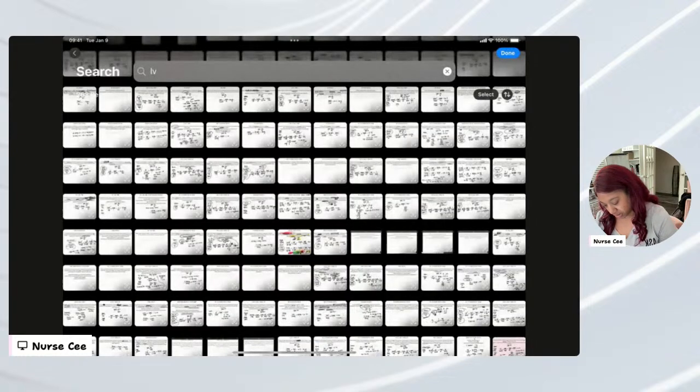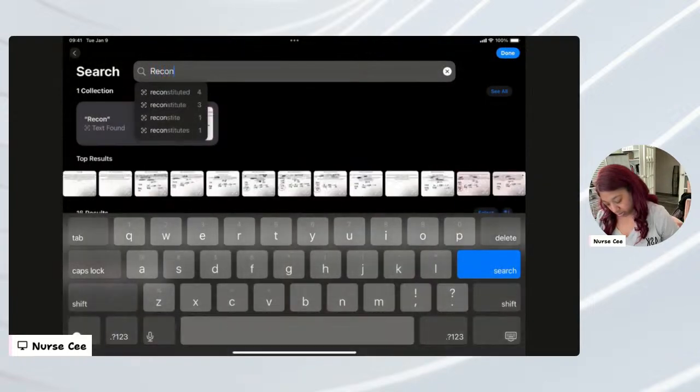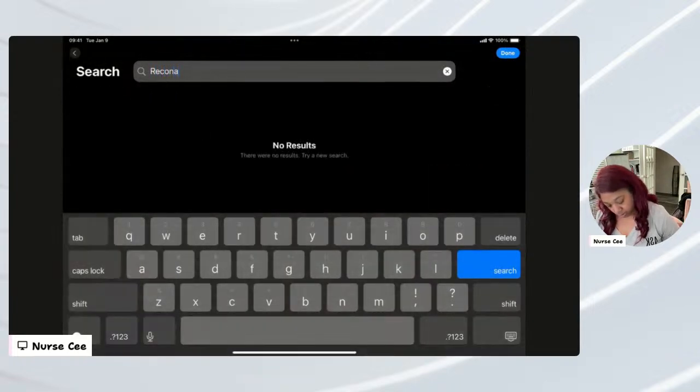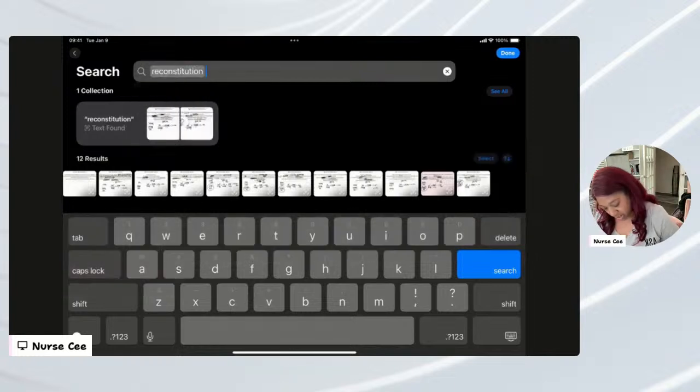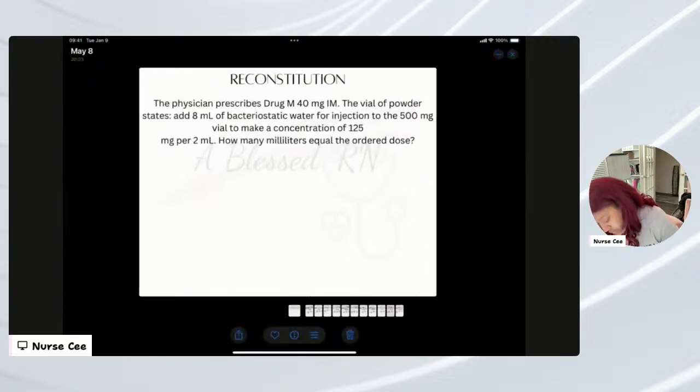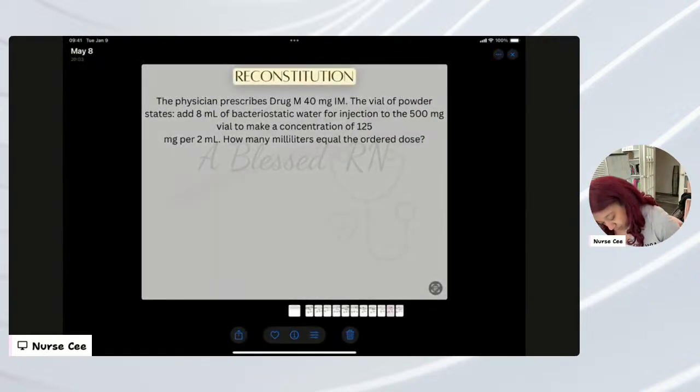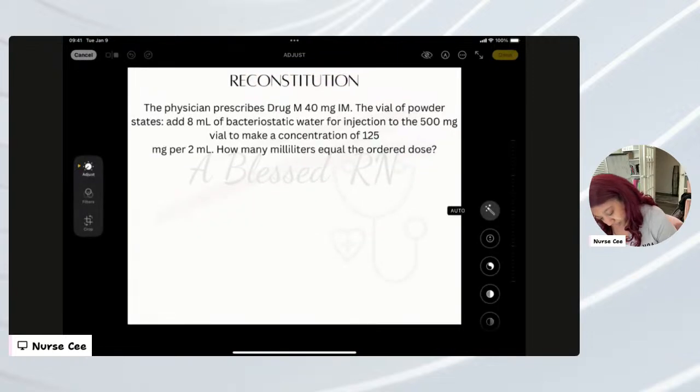Somebody said reconstitution. Reconstitution to defeat the Huns. I know that's not the words. All right, let's see. What's this one? Ooh.